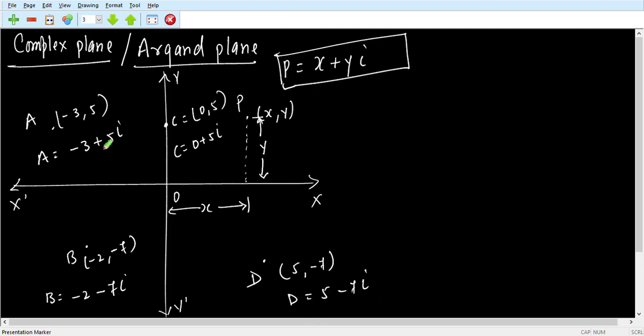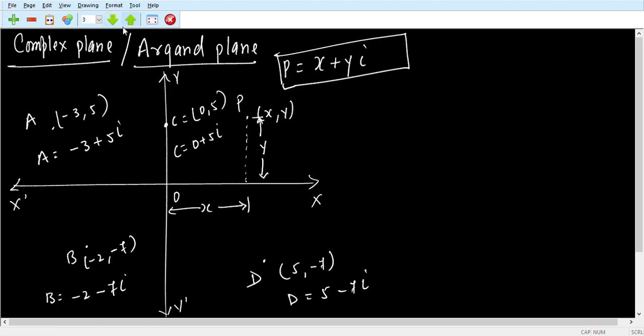So from A, B, C or D, you can understand that these points represent a complex number in this plane. This plane is called the complex plane or Argand plane, and complex numbers can be represented in this plane as an ordered pair, where the first number represents the real part of the complex number, and the second number represents the imaginary part of the complex number.